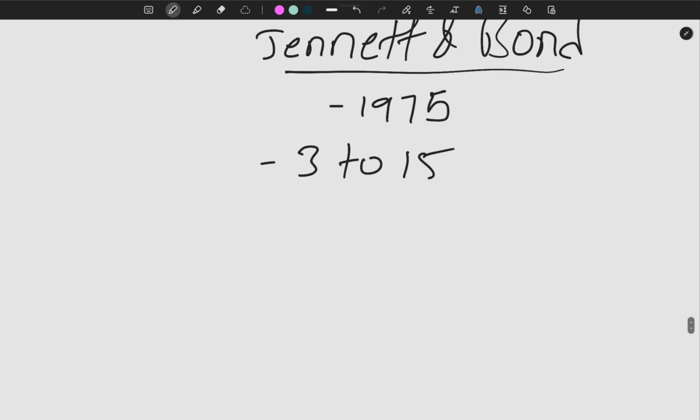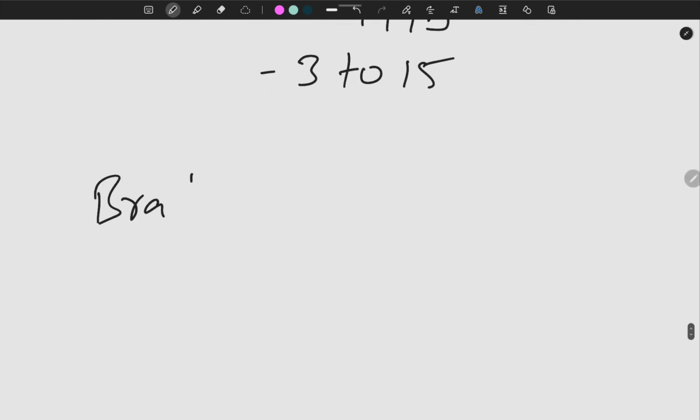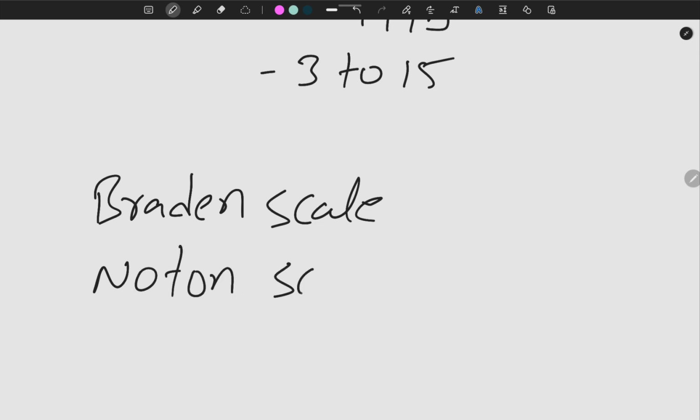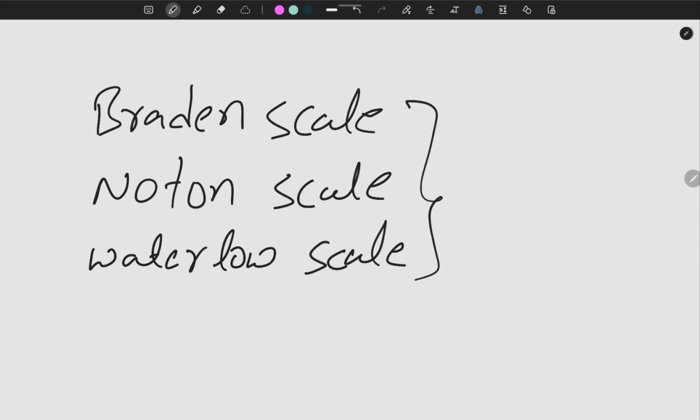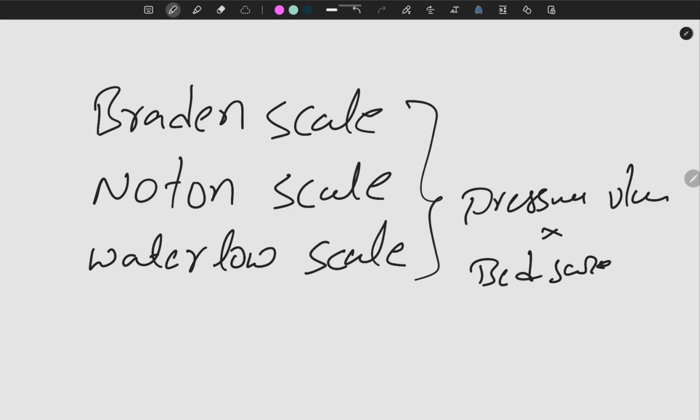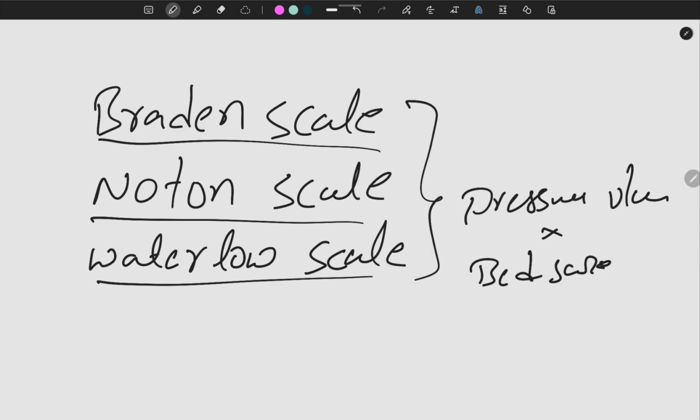The next one is the Braden scale, the Norton scale, and the next one is the Waterloo scale. These three scales we use for pressure ulcers. A pressure ulcer is nothing but a bed sore. So the Braden scale, Norton scale and Waterloo scale we use for pressure ulcers.